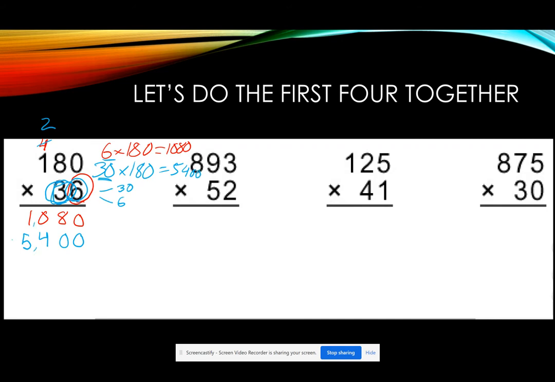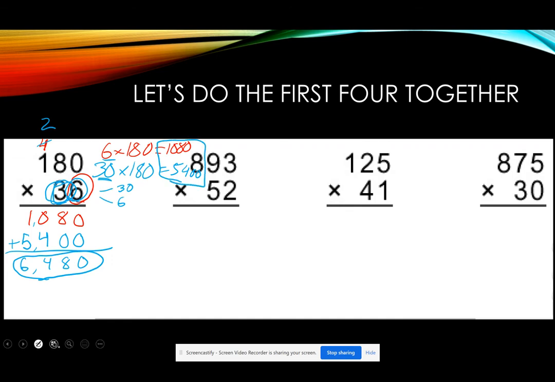Put my commas in there, and now I'm going to add these two together. So 0 plus 0 gives me 0. 0 plus 8 gives me 8, and 0 plus 4 gives me 4, and then we have 6 here. So my final answer would be 6,480, right, if we add these two products together.